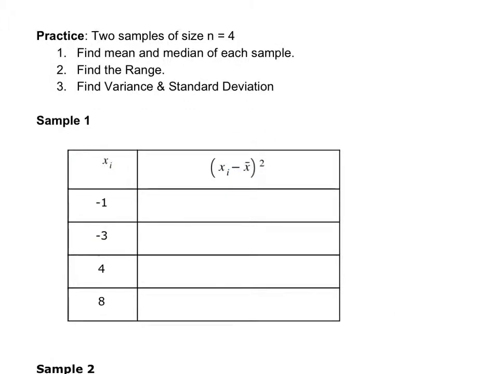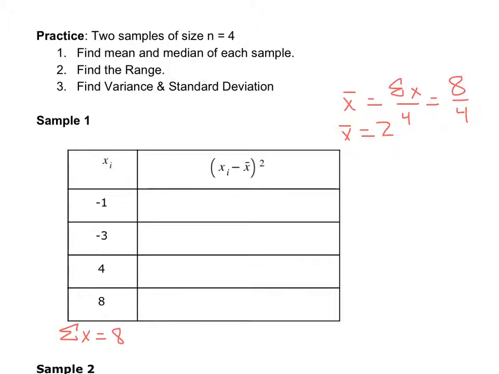Let's run through some practice, look at 2 samples of size 4, and find the descriptive statistics for each of these. So we'll start off with mean. We take our column of x values, our column of sample values, and add those up. -1 plus -3, we get -4. Add 4, we get 0. And then add 8 to that, we get 8. So if we find x bar, that's going to be that sum of the x's over our sample size of 4. So that's 8 over 4.